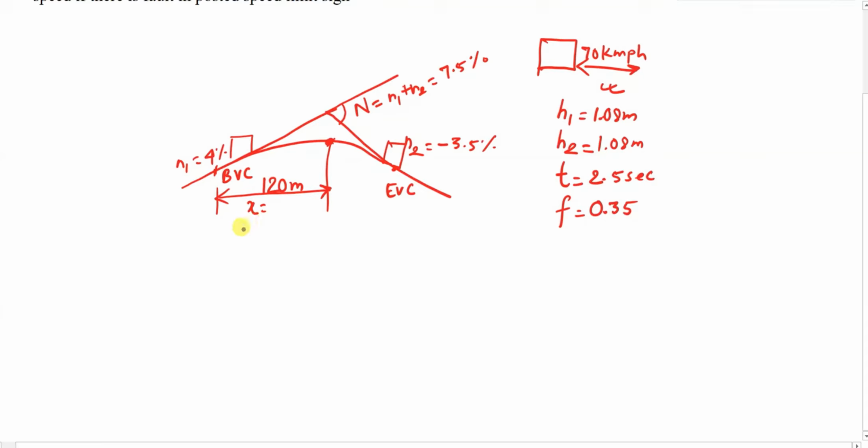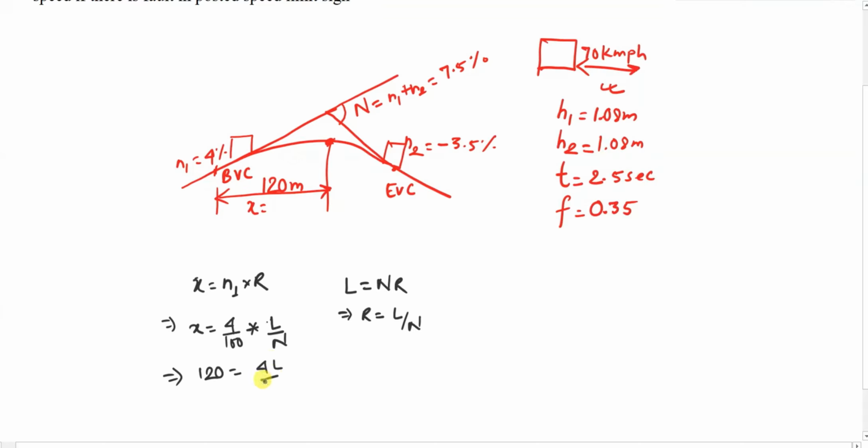So this is our case. Now we know that the distance to the highest point on the curve from the BVC is given by the formula x equals n1 times R, and also the length of this vertical curve is L equals n times R. Then R can be replaced by L by n. So in the equation x equals n1 times R, with n1 as 4 by 100 and the radius of this curve as L by n, put x as 120 meters: 4L by 100 times 1 over n. Here n is the deviation angle, which is nothing but 7.5%, so that will be 7.5 divided by 100.